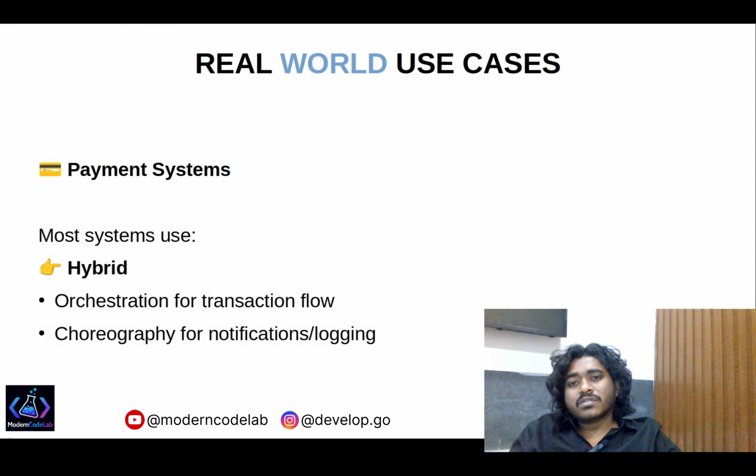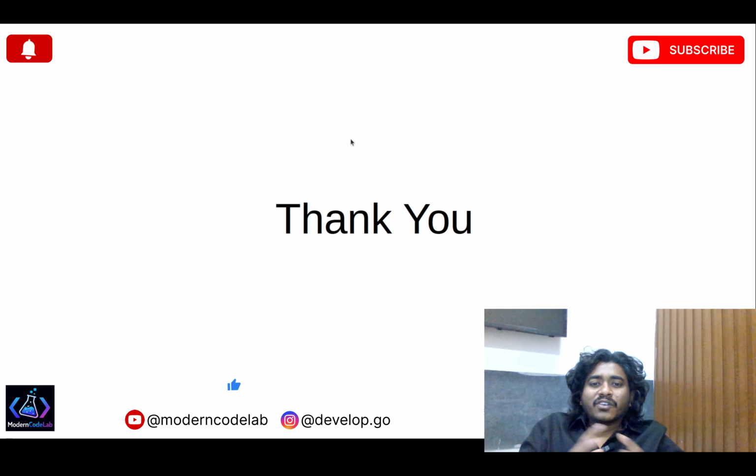Now, for a different example, like payment systems, most systems use a hybrid: orchestration for the transaction flow and choreography for notifications, logging, etc. So these are the real world use cases that you can imagine when you're dealing with choreography and orchestration, right?